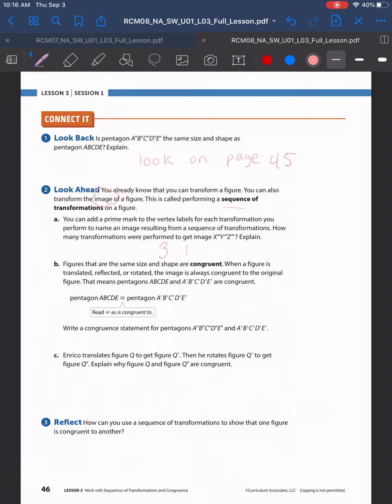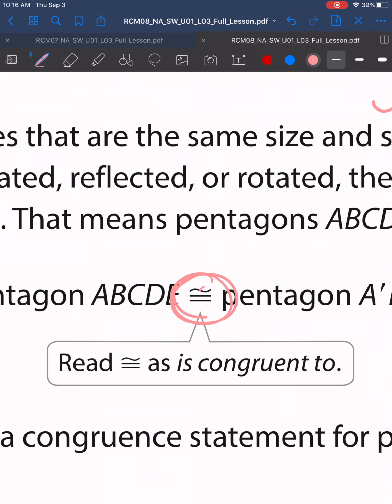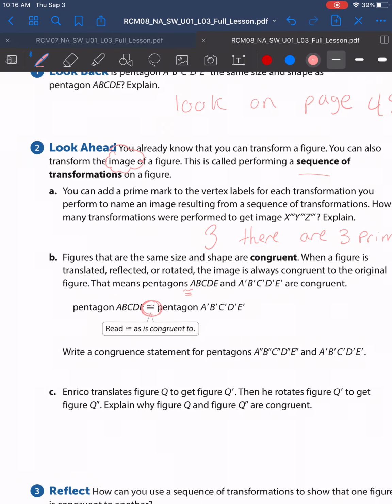So if it says explain, okay. Figures that are the same size and shape are congruent. When a figure is translated, reflected, and rotated, the image is always congruent to the original. That means that ABCDE and ABCDE prime are congruent. We can write congruent with this fun little thing. It's like equal, but then it's wavy. You can read that symbol as congruent to. So if you see ABCDE with that sign, you would say congruent to ABCDE prime.